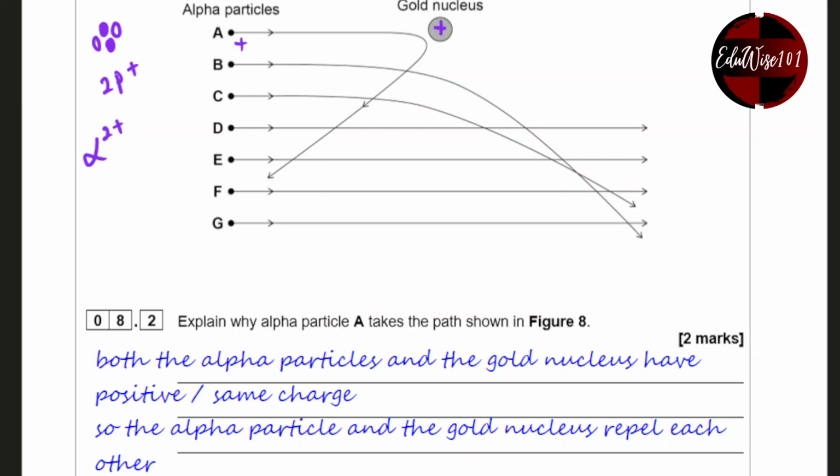So, both the alpha particle and the gold nucleus have the same positive charge, so they repel each other. So, the mark comes from saying that they have the same charge and that they repel each other. Let me redraw that line.